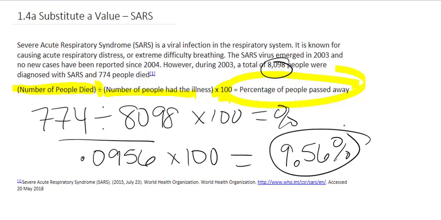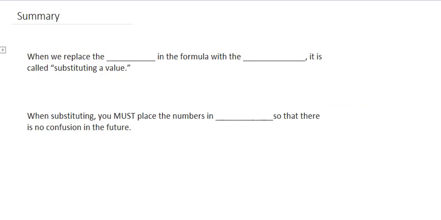9.56%. Now, when looking at percentages, when you're multiplying by 100, just remember we're going to move the decimal over 2 places. So if you look back at the original problem, you can look at the decimal right there, move it over 1, and then 2. So we could have not used the calculator for that final step. So, in summary, when we replace the words in the formula with numbers, it is called substituting a value.